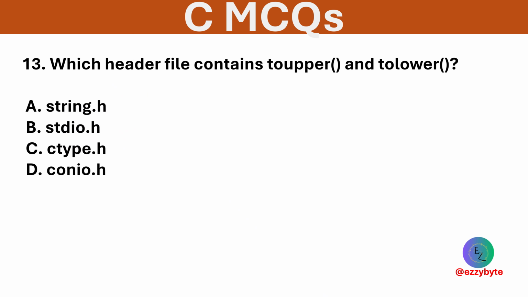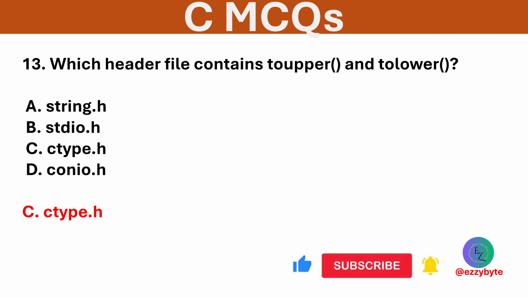Which header file contains toupper and tolower functions? Options are string.h, stdio.h, ctype.h, and conio.h. Option C is correct. ctype.h contains character handling functions.